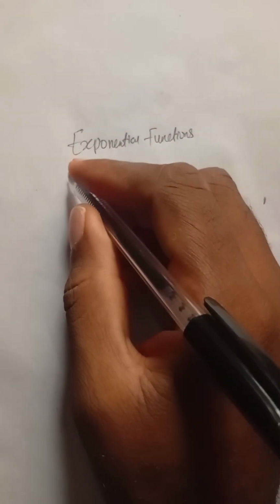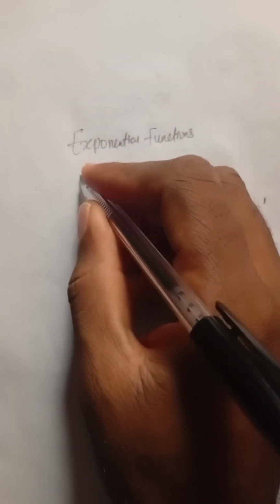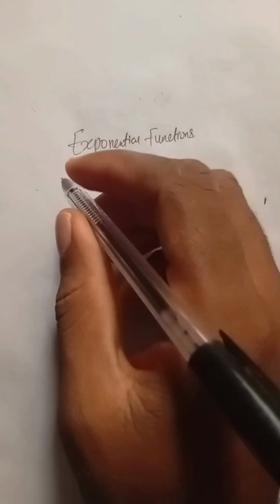Exponential functions. When an unknown is the power of a number or a function, it is called an exponential function. For example, we have 2 raised to the power of x. So this is an exponential function. It has a base and a power, and the power is the unknown. 3 raised to the power of x is another example of an exponential function.